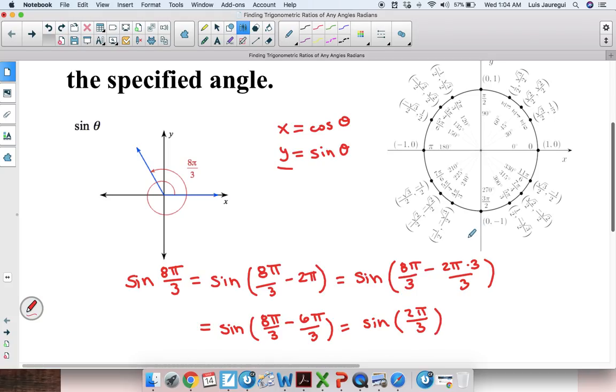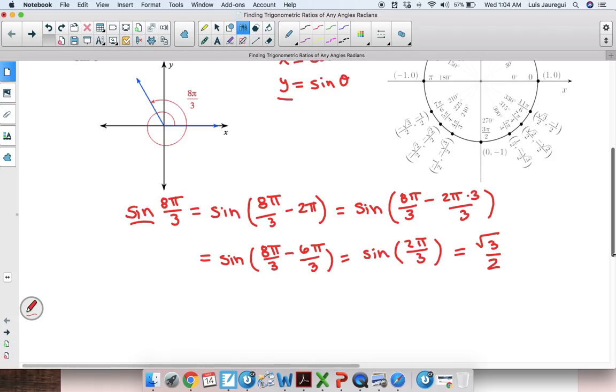Now let's look for the angle whose radian measure is 2 pi over 3. So if we were to come around, you notice we have 2 pi over 3 here. And since we're dealing with sine, we're looking for the y coordinate. So the y coordinate happens to be square root of 3 over 2. Therefore, by the transitive property of equality, we can say that sine of 8 pi over 3 is equal to square root of 3 over 2.